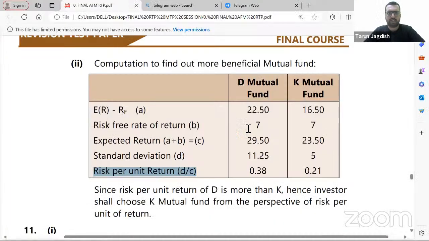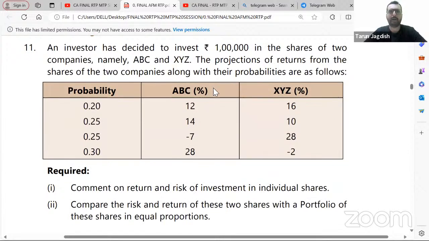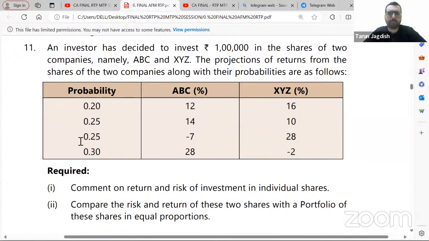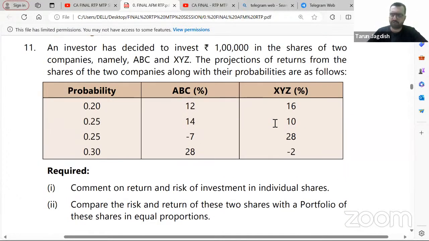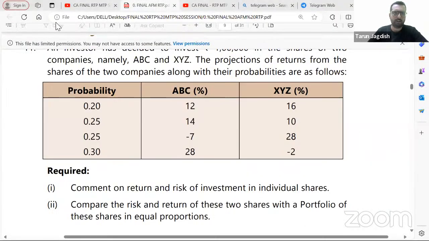Fine, friends. So the next one is question number 11, which is a question on portfolio management. So they have given you the returns and they have given you the probability. Tell me, friends, the moment you see the return and the probability, what can you find out from this? I can find out the expected return and I can also find out the standard deviation. Am I right? Okay, let's do that for ABC first. So I'll write down question number 11.